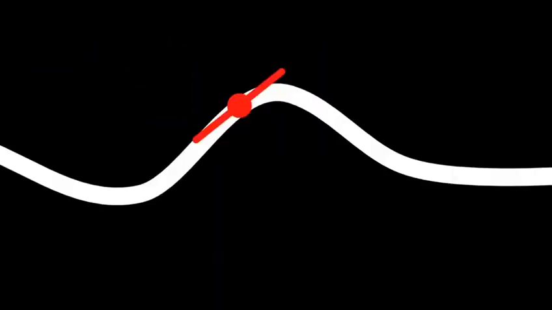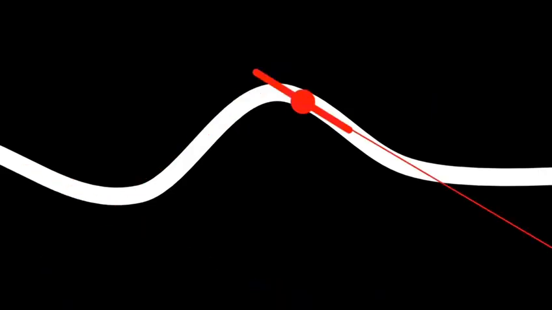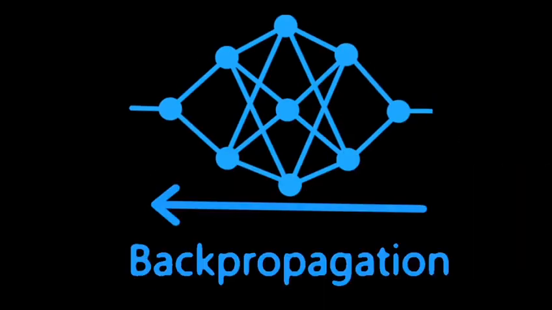In gradient descent, we multiply each of the gradients by a small number called a learning rate. This is to prevent the point on the loss function from taking too big steps. This is called backpropagation. We propagate the derivatives backwards.